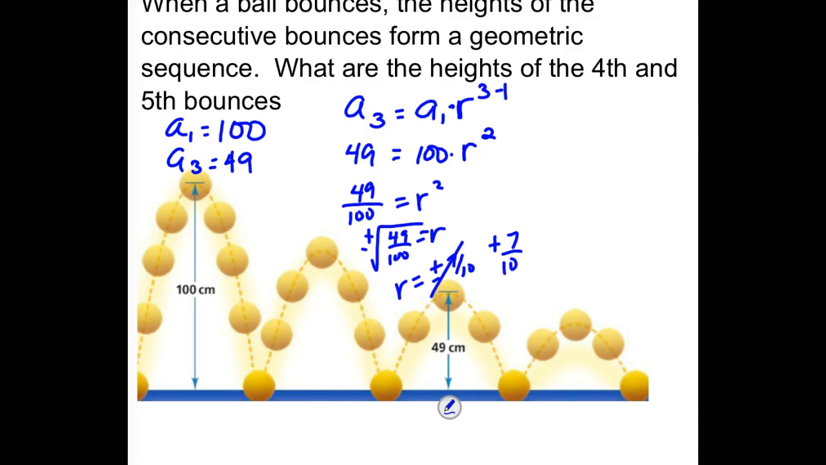Okay. So if I want to know the fourth term, again, there's a couple ways I can do this. I could say a sub 4 equals the third term times r, right? I can take the previous number times r. In this case, the previous number was 49. Multiplying by 7/10, what do we get? 34.3, okay? And that would be centimeters. What's another option I could have done?